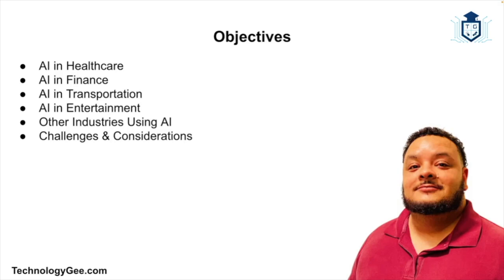So in this video, we're going to take a guided tour through 4 major industries where AI is making waves: healthcare, finance, transportation, and entertainment. And by the end, you'll be able to recognize how AI is already transforming the world around you and why it's one of the most powerful technologies of our time.